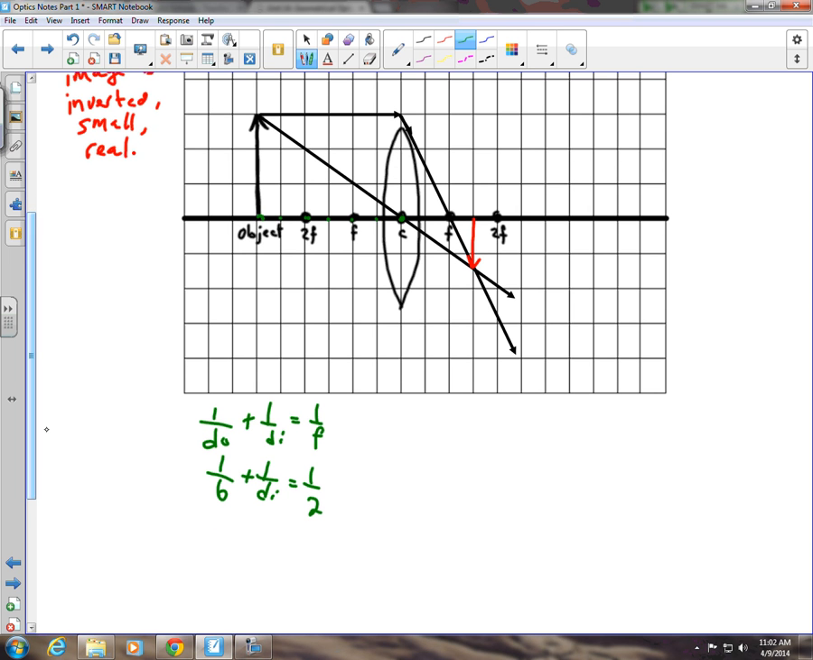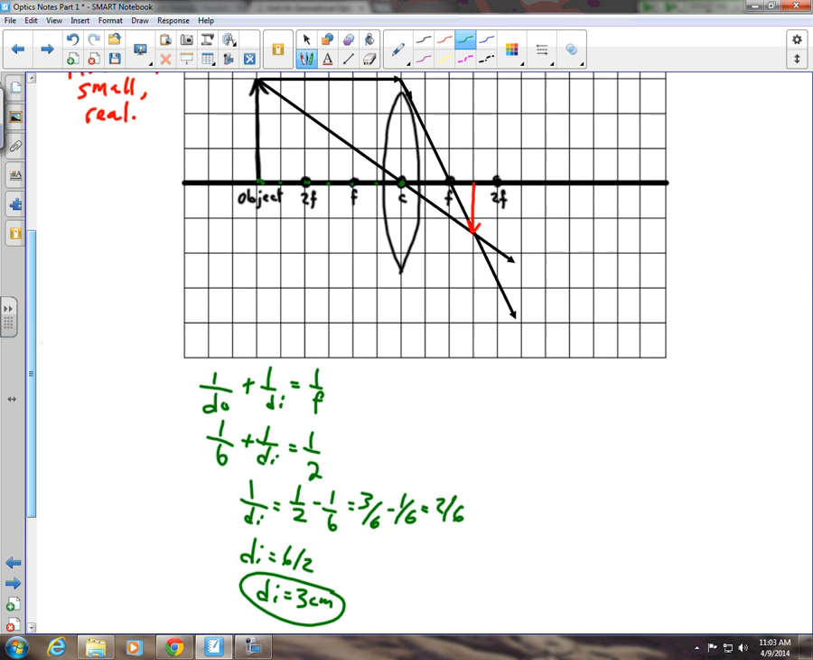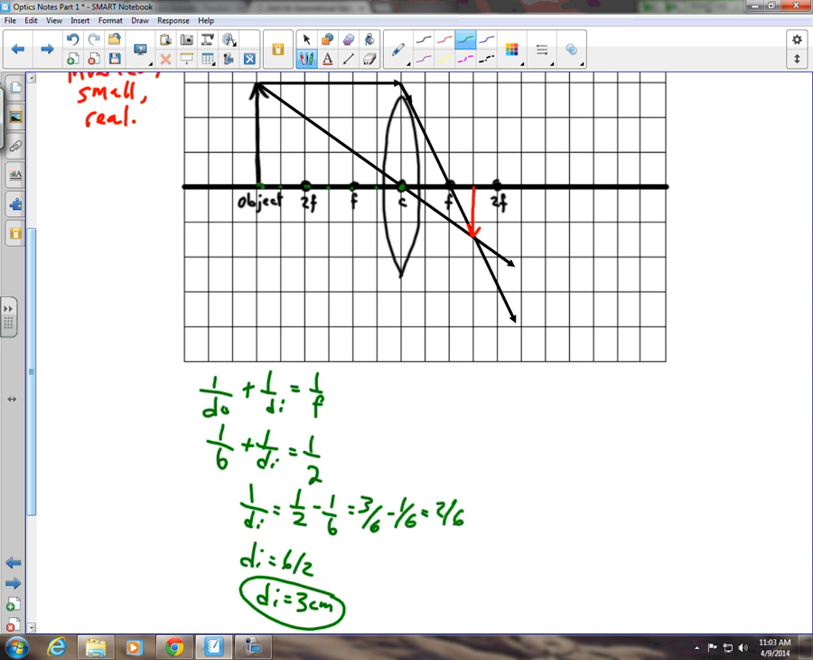So now I'm going to subtract the 1/6. My common denominator is 6, so that's 3/6 minus 1/6 is 2/6. If I take the reciprocal, di is 6 over 2, di equals 3. Now, if we look at our ray diagram, we find the same thing. The center is here, the image is here, the distance between them is 1, 2, 3. So it worked.